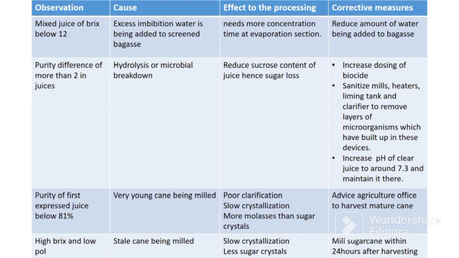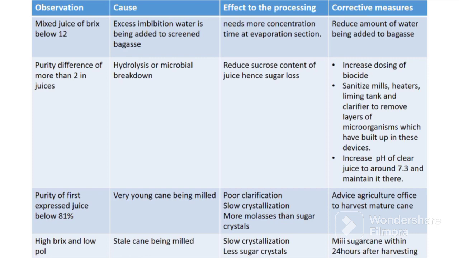The second corrective measure is to sanitize mills, heaters at the juice treatment section, liming tank, and clarifier to remove layers of microorganisms which have built up in these devices. And the third corrective measure is to increase the pH of clear juice to around 7.3 and maintain it there. Remember, hydrolysis normally occurs at a faster rate in an acidic environment. When I say acidic environment, it's pH below 7.0.